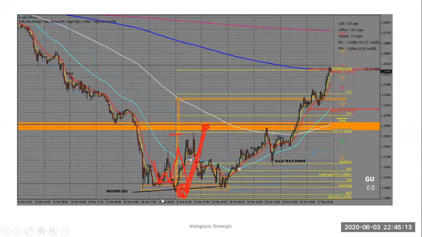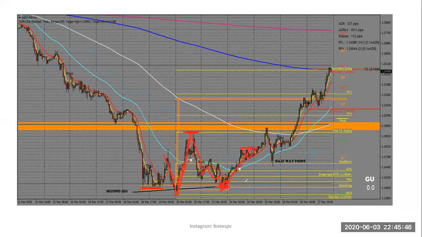And here we had another one. See how the dealer came to take out these lows, and came again to take out these highs. So there you can plot your fib. And then the market eventually came to the second leg, gave us the pattern, then moved away from it.